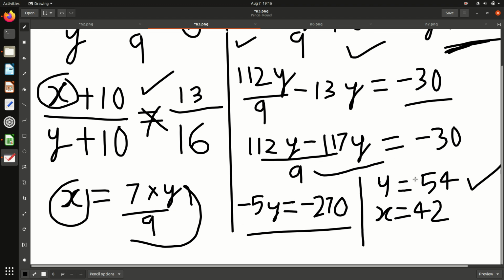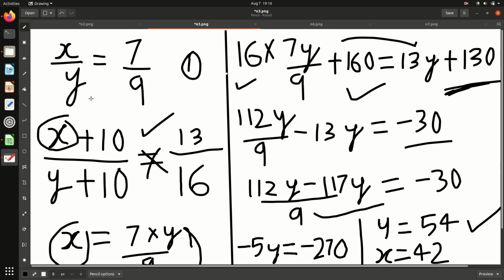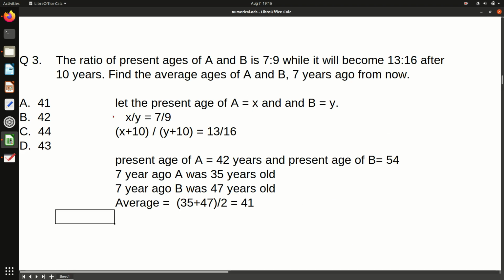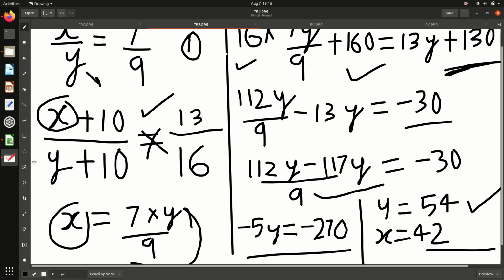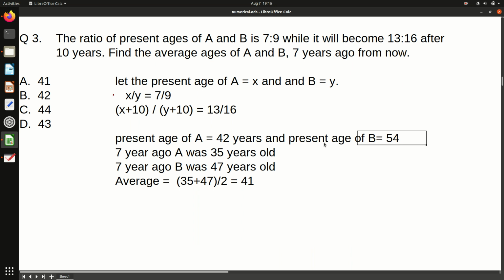Now once we get the value of y, we can put it in equation 1. So just put here 54. Now if you put here 54, we will get the value of x. So x will be 42. So from here we got the values of x and y, 42 and 54. So I have written it here. Present age of A will be 42 and B will be 54, because A is x and x is 42. So we got A equals 42 and B equals 54. This is the present age.